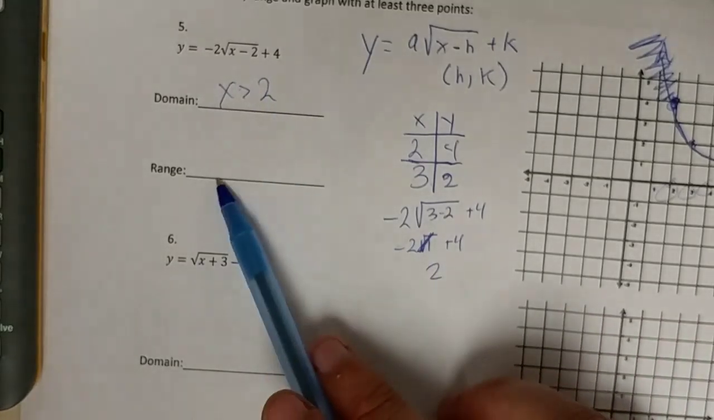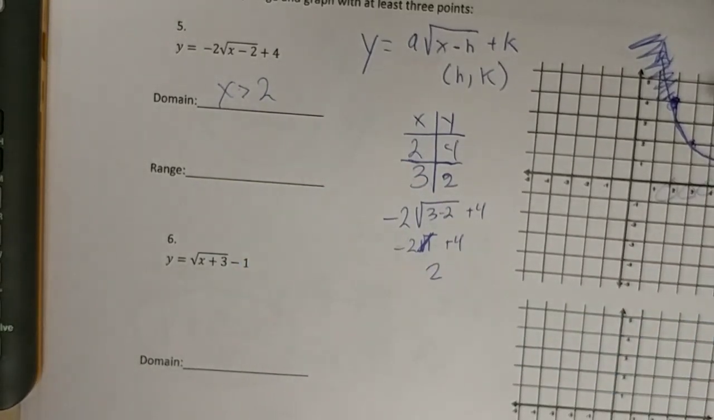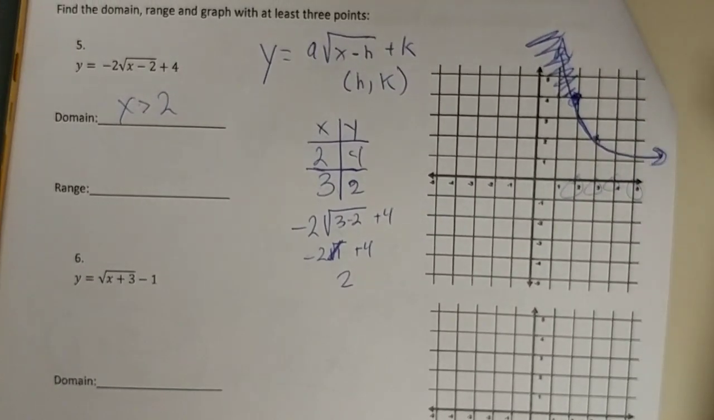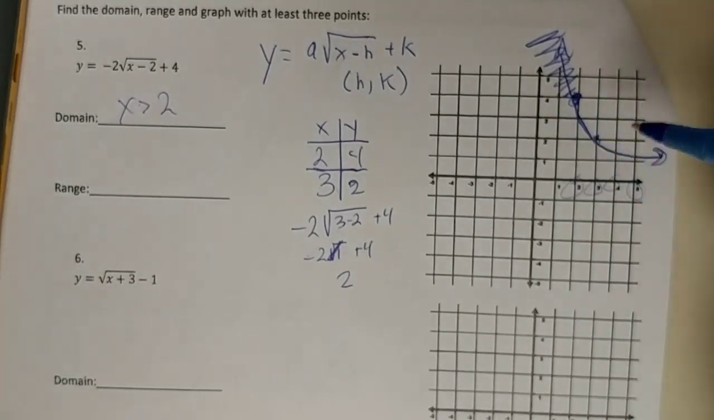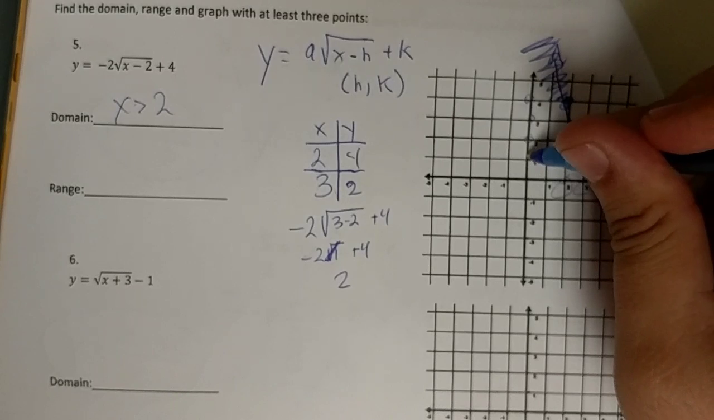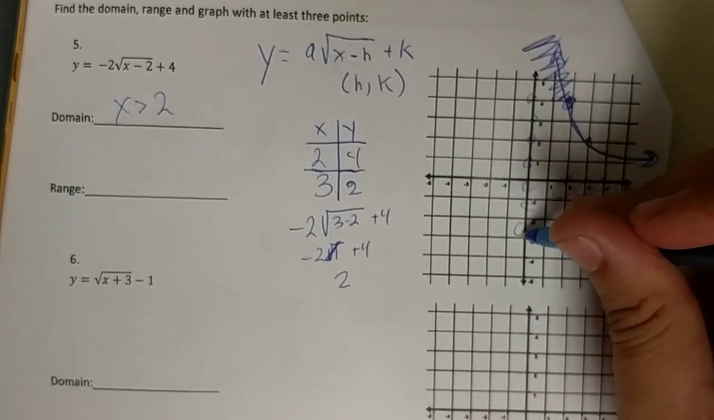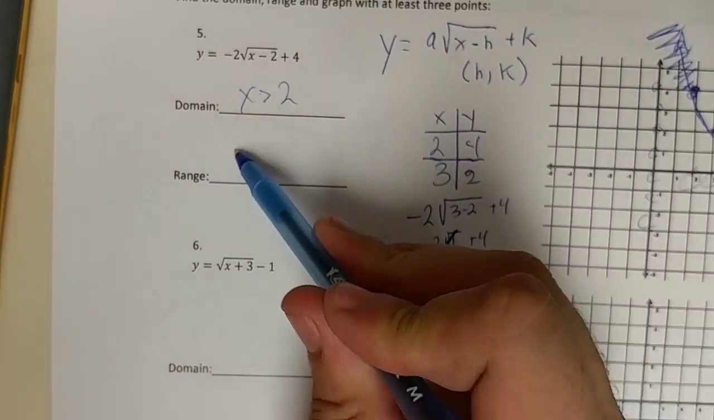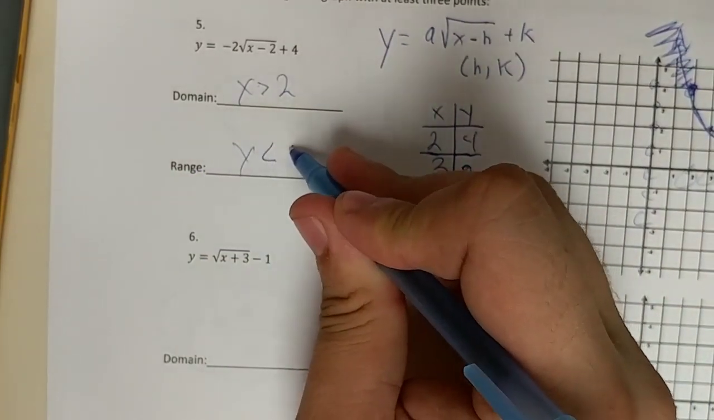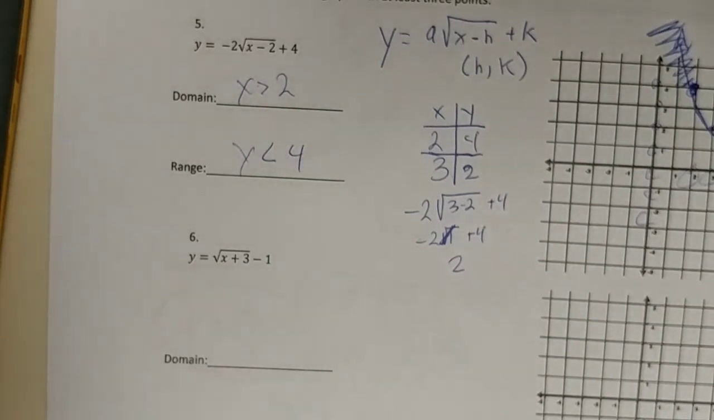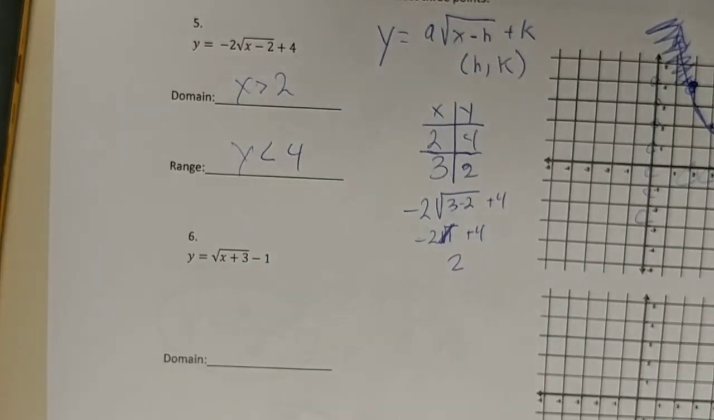And then this one, our range, the highest it would go, again, you should not have this part in your graph. Let me move it a little bit more in the camera. You should not have this part in the graph. So the highest it goes is 4. And it goes down to 3, 2, 1, and it'll probably go down to infinity. So since it starts at 4 and it goes down, you could say y is less than 4. So that's your domain, and that is your range.